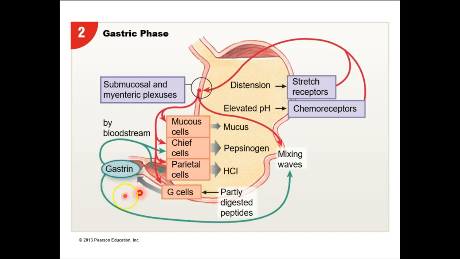That gastrin that was released in the last slide is also going to increase the activity of chief and parietal cells, as well as increasing those mixing waves. So the rhythmic contraction of smooth muscle in the stomach is increased by gastrin.